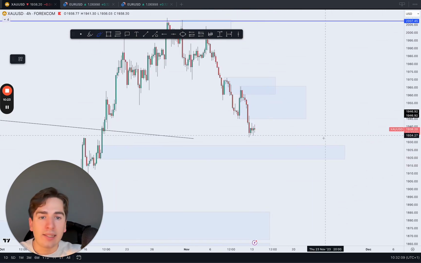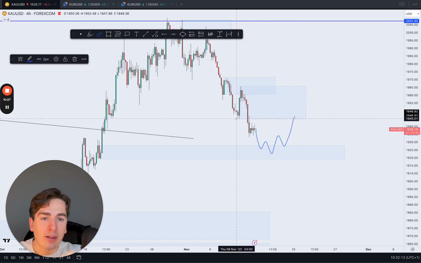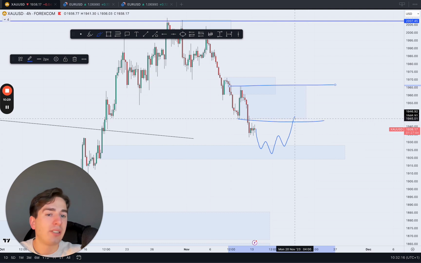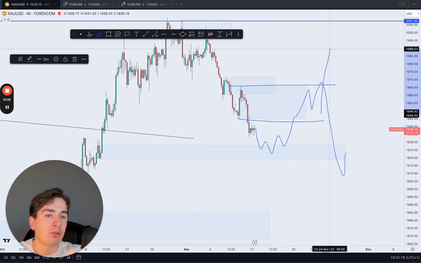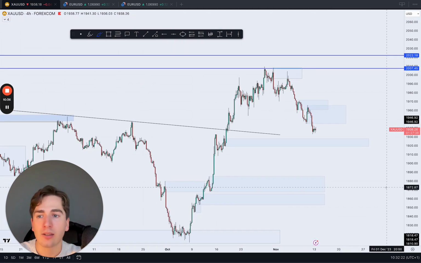Look for, let's say, a push down from here, then get that change of character, and then just trade it back up in towards here. Then you set the trade to break even, and then either it's going to push down or it's going to push up. But that's pretty much what I'm going to be looking for on gold from this area of price.